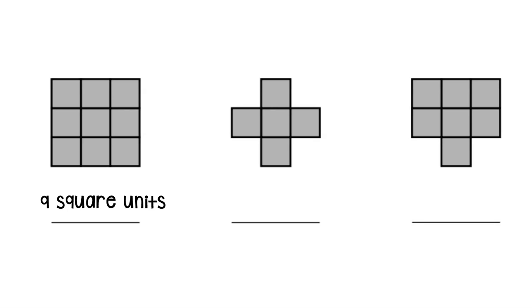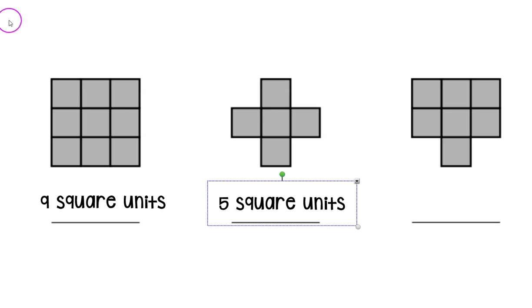Now let's look at this second shape. How many squares do you count? Let's count together. 1, 2, 3, 4, 5. So the area of that second shape is 5 square units.